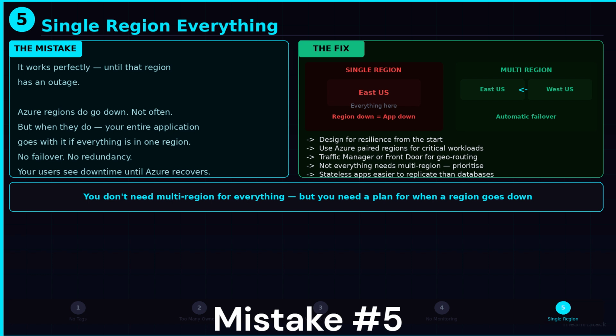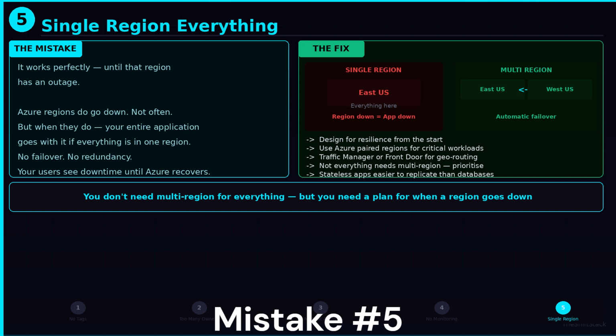Now, I am not saying every workload needs multi-region. Dev environments, internal tools, personal projects, single region is fine. But a customer-facing production app? You need at least a plan. Use Azure paired regions for critical workloads. Use Traffic Manager or Front Door for geo-routing and automatic failover.